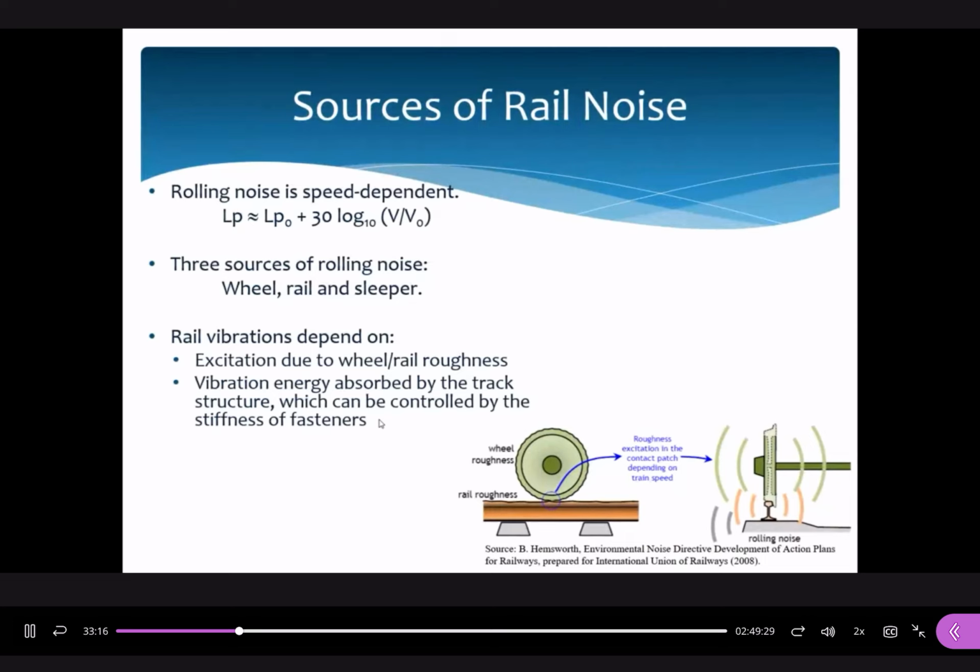Impact noise, as I told you before, could occur when a train passes through discontinuities on the running surface, such as rail joints, turnouts, or crossings. And traction noise is generated from power components. At very low speed, this becomes a dominant source, but at high speed, this is not the major problem.